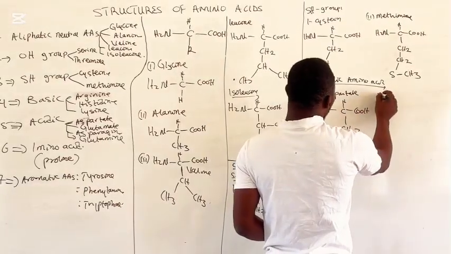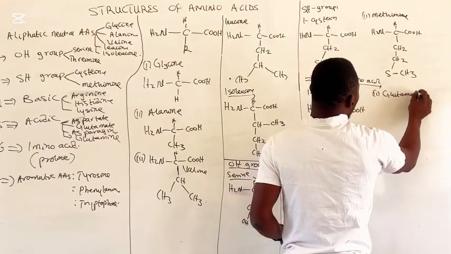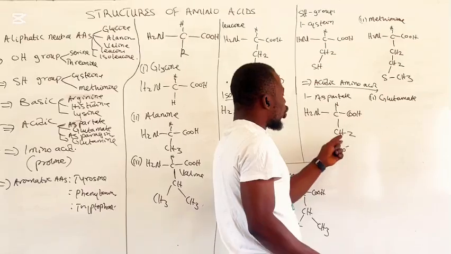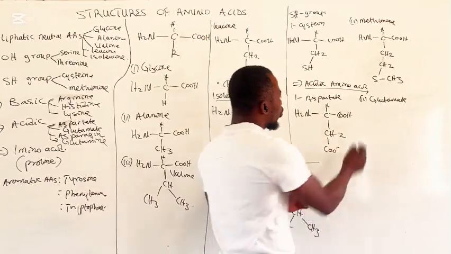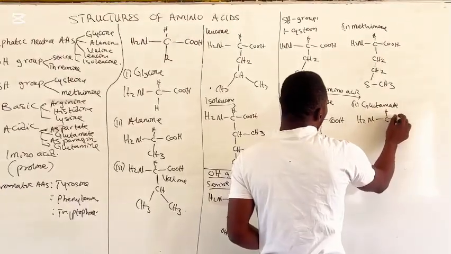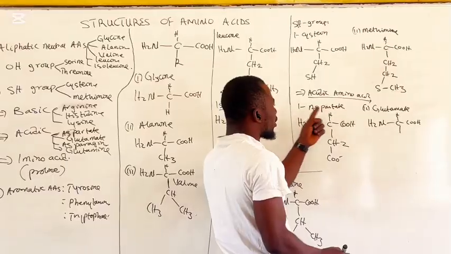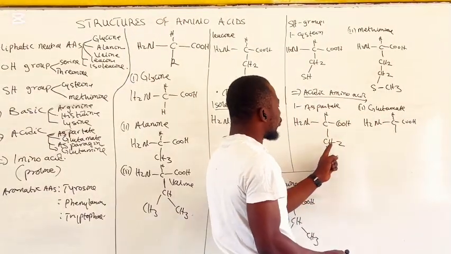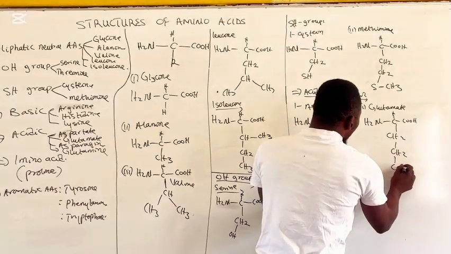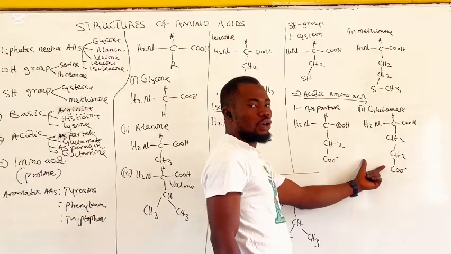Another acidic amino acid is glutamate. Glutamate is very similar to aspartate. In addition, you just add CH2 to glutamate. So instead of having only CH2 as in aspartate, in glutamate you will have an extension of CH2. That will be CH2, then with carboxylic functional group. So this is aspartate and this is glutamate.